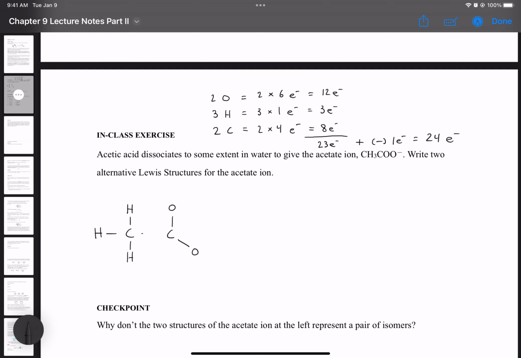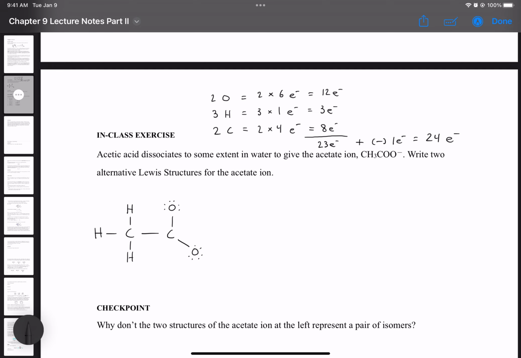So let's put single bonds between the elements: CH, CH, CH, CC, CO, and CO. Right now we have 12 electrons: 2, 4, 6, 8, 10, 12. Now let's put the remaining electrons as lone pairs. We need 12 electrons here: 1, 2, 3, 4, 5, 6, and 1, 2, 3, 4, 5, 6. So now the oxygens have an octet, and we have 24 electrons around the whole molecule.